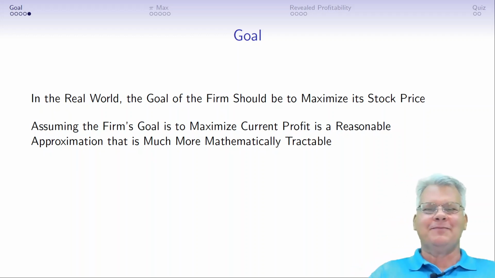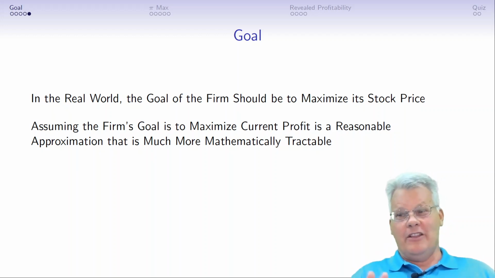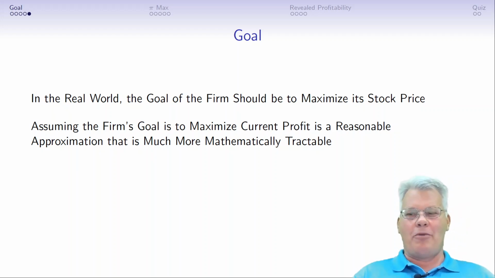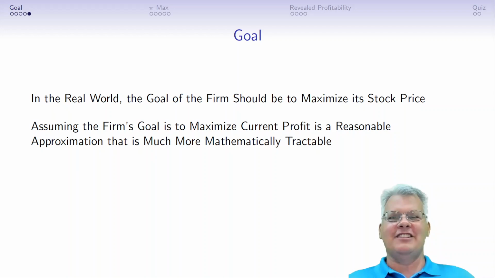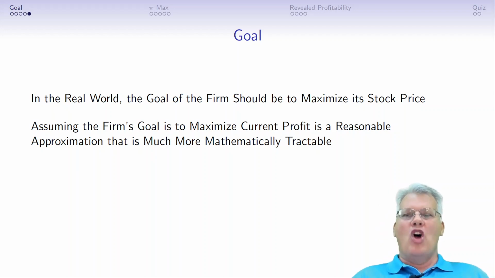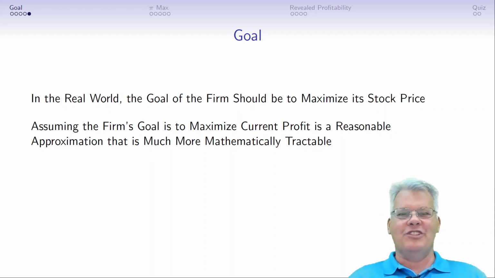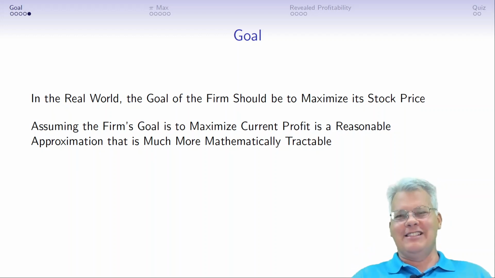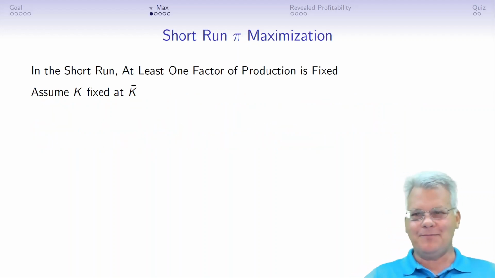All this to say that in the real world, I would argue that a reasonable firm's goal should be to maximize its stock price, since the stock price represents the present discounted value of future expected profits. But we could argue that the goal of maximizing current profits is a reasonable approximation that will be mathematically much more simple. So, as before, we'll make simplifying assumptions just to make the math easier and be happy about it.